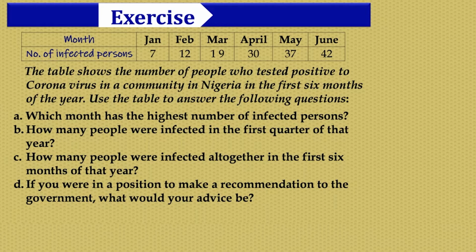The table shows the number of people who tested positive to coronavirus in a community in Nigeria in the first 6 months of the year. Use the table to answer the following questions. Do well to pause the video and answer these questions.